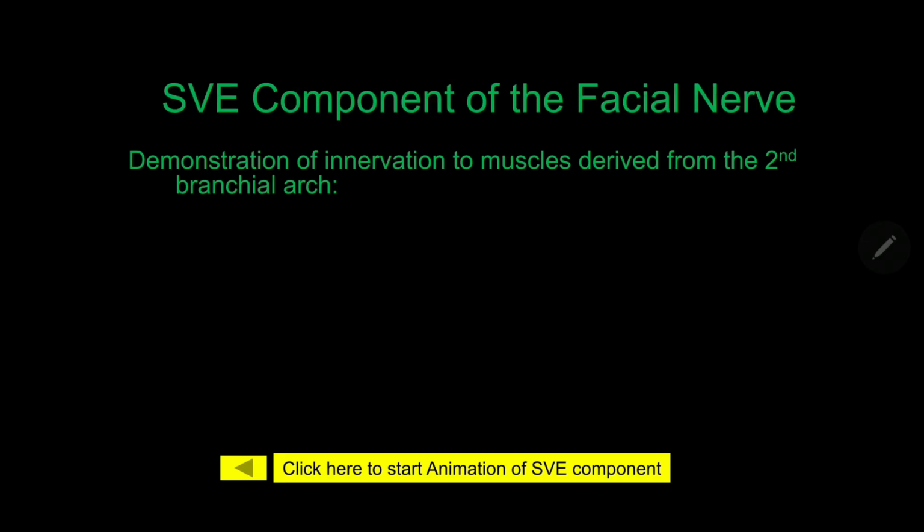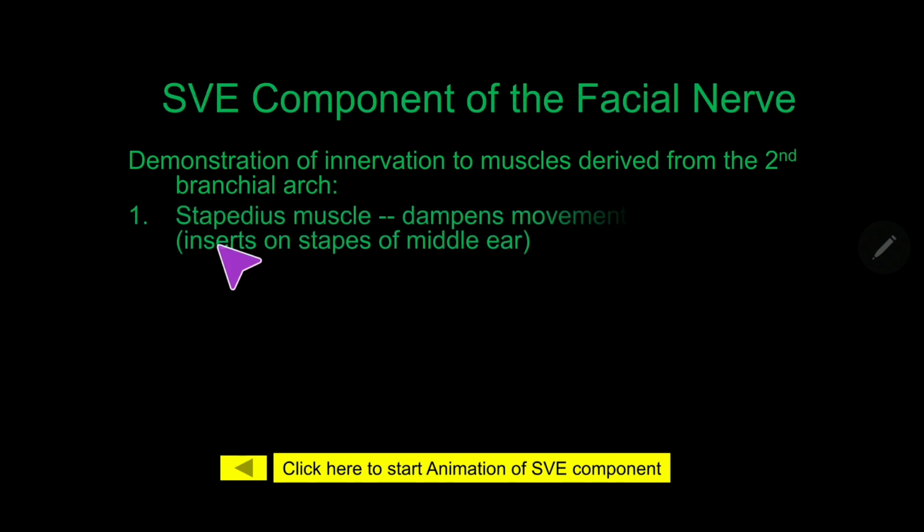So that was about the different functional components, and now we're going to see the special visceral efferent component of the facial nerve, one by one. Special visceral efferent, right? That means it's the branchial efferent. Now what I'm going to demonstrate is the innervation of the muscles derived from the second branchial arch. Okay, so first of all I'll show you how the stapedius muscle is being innervated.